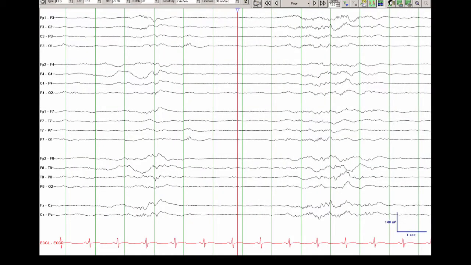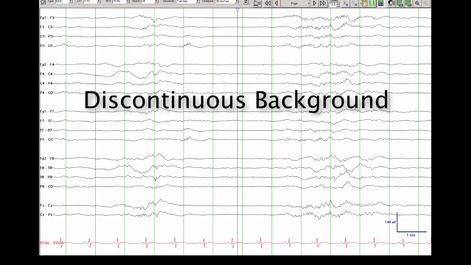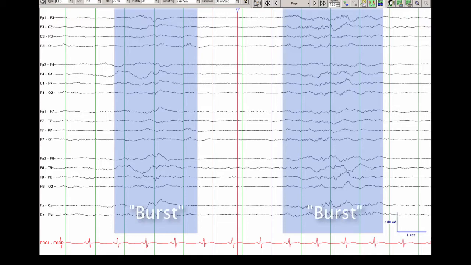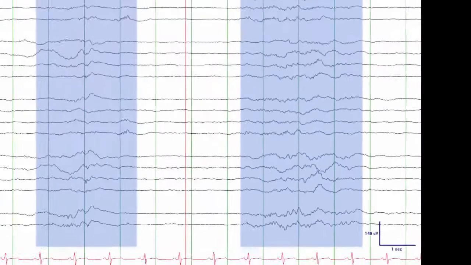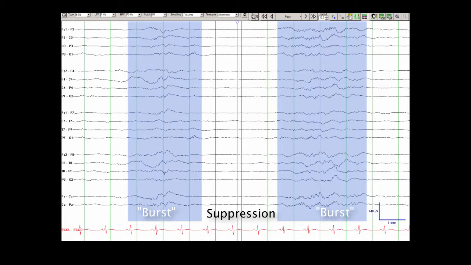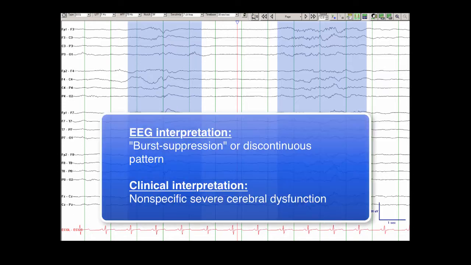As encephalopathy or cerebral dysfunction progresses, the background can become discontinuous, as seen here. We have bursts of cerebral activity with mixed frequencies, including delta, theta, and alpha frequency, alternating with periods of diffuse background flattening or suppression. We would call this a discontinuous or burst suppression pattern. This pattern again is nonspecific and can indicate severe underlying brain dysfunction, although this pattern can also be induced with high doses of sedating medications.